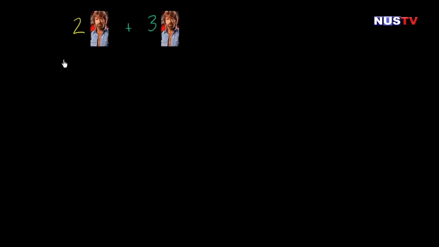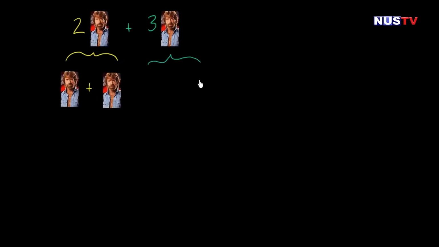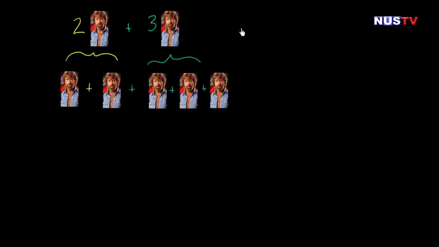Well, 2 Chuck Norrises, we can represent this as literally a Chuck Norris plus a Chuck Norris. You could also view this as 2 times Chuck Norris, and this is just another way of representing it. And 3 Chuck Norrises, you could view that as a Chuck Norris plus a Chuck Norris plus another Chuck Norris. And so we would have a grand total of 1, 2, 3, 4, 5 Chuck Norrises. Now let's get a little bit more abstract here.